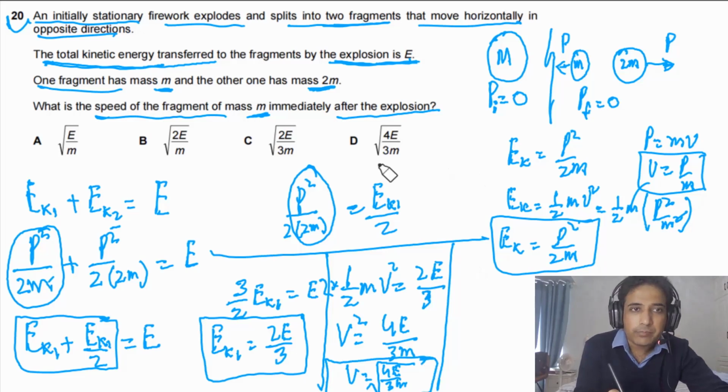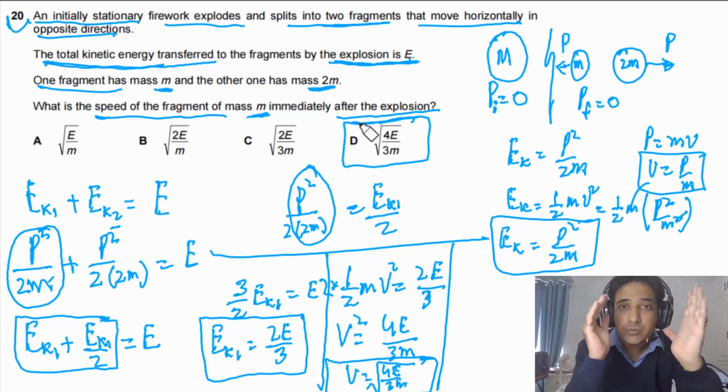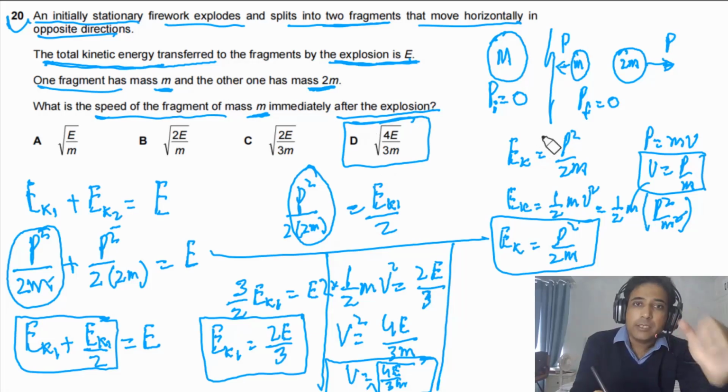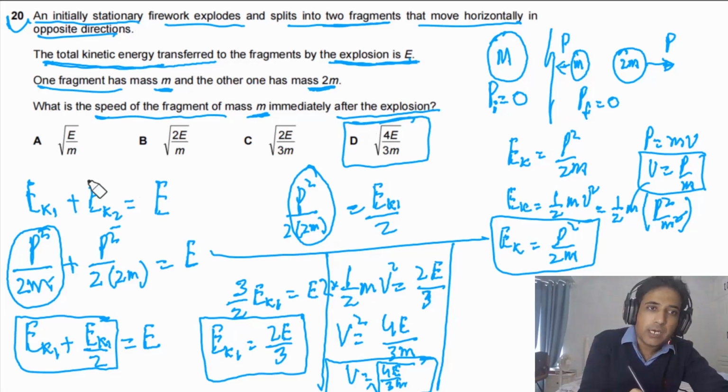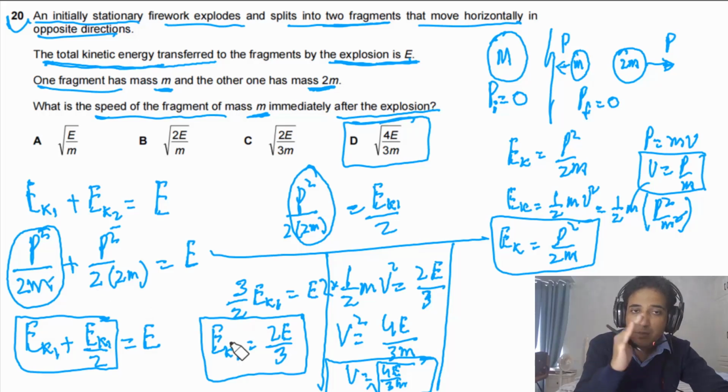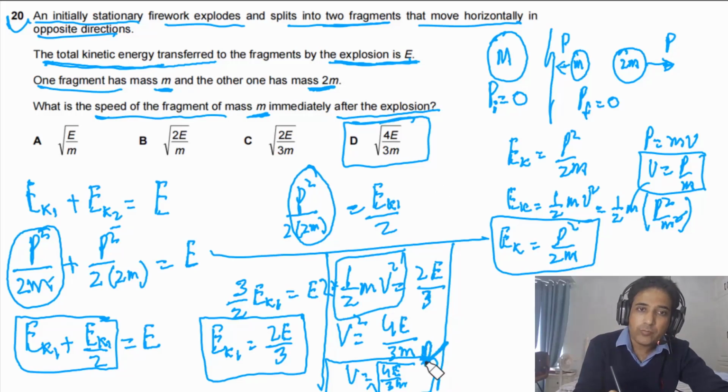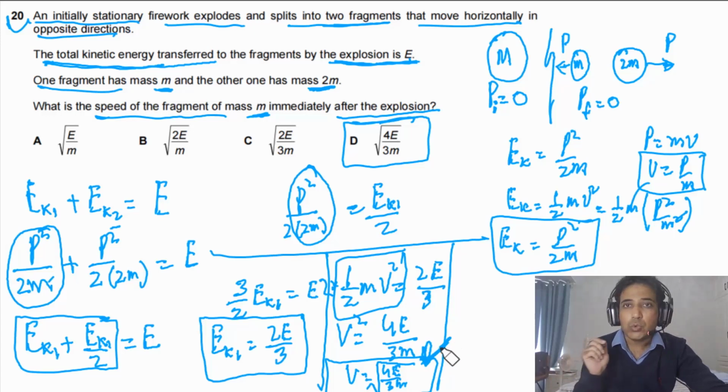Now if you look at the given options, 4E by 3m, so this one is the answer. I have done this question in detail, but if you have a clear understanding, you can simply start here: write the formulae, find the value of ek1, and then use the formula for kinetic energy, 1/2 mv squared. You will be able to find the value of v. I hope this question makes sense to you.